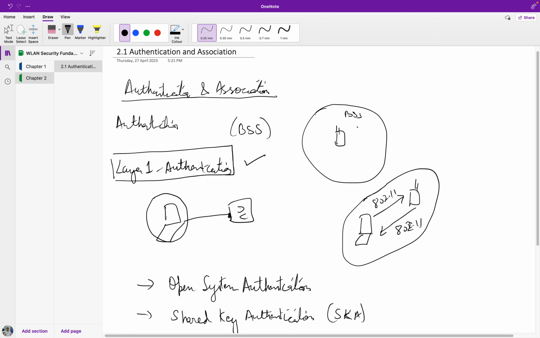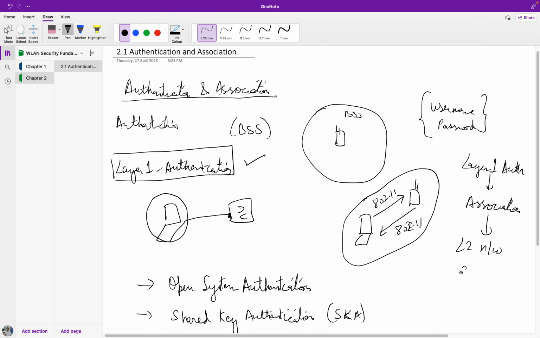Layer 2 authentication, you have to enter the username and the password, right? That happens after association. So it's layer 1 auth first, then association, and then the layer 2 network authentication happens. Whatever we know about authentication till now, if you have worked on a Wi-Fi network before, pre-shared key authentication, MAC filtering, MAC authentication, all those things are layer 2 authentication types.